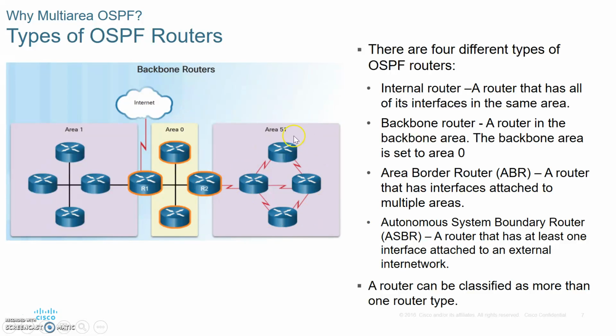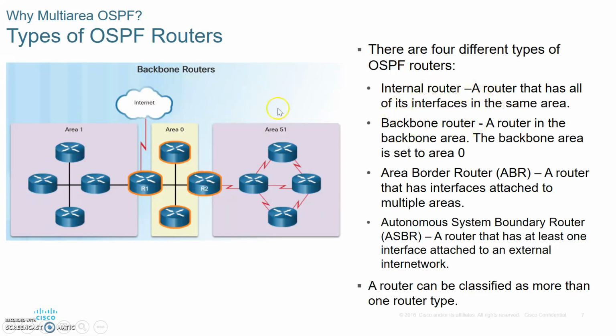Same thing for this group of routers. They are internal routers because all their interfaces are connected to area 51. The same with these two routers, whose interfaces are only connected to area 0. How about R1 and R2? R1 and R2 are not internal routers because R1 has one interface connected to area 1 and the other connected to area 0. R2 has one interface connected to area 51 and the other connected to area 0. So in this diagram, all of them are internal routers except R1 and R2.